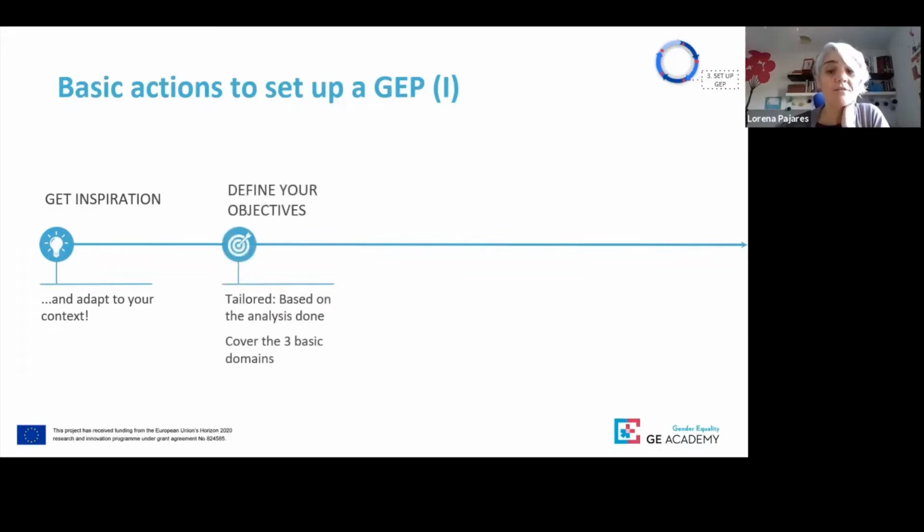Then we need to define our objectives, and our objectives will be based on the analysis done, okay? They should be tailored, and they should cover at least the three basic domains that we were talking about. Remember, the three gender equality objectives of the European Commission and the ERA roadmap. But of course, they should be tailored to your situation. So there is no copy-paste of objectives here, okay?